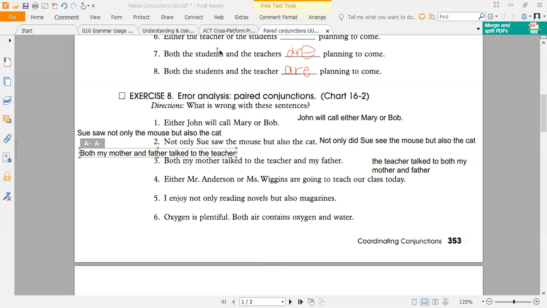Number 4. Either Mr. Anderson or Mrs. Wiggins are going to teach our class today. All right. Do we have a problem in this sentence? Do you think there is something that needs to be changed?